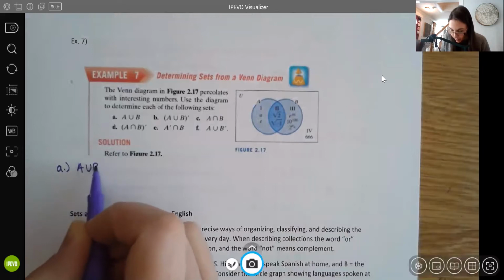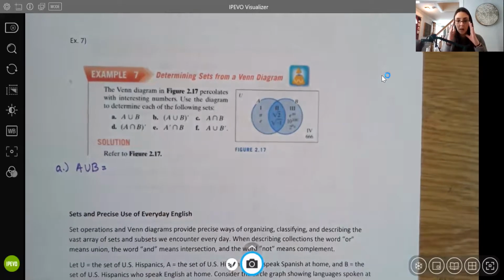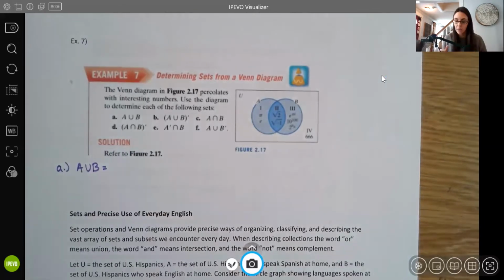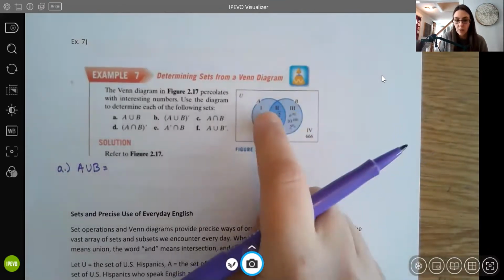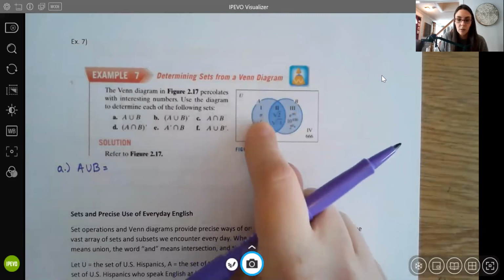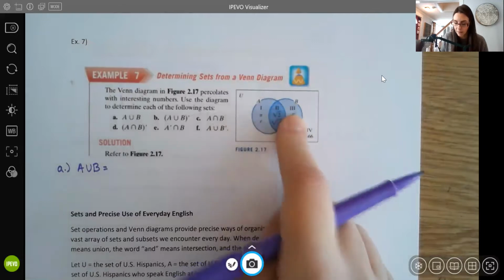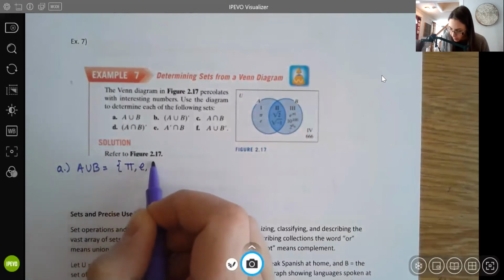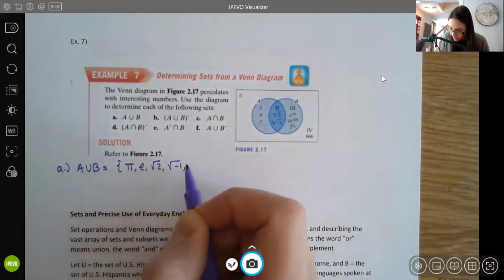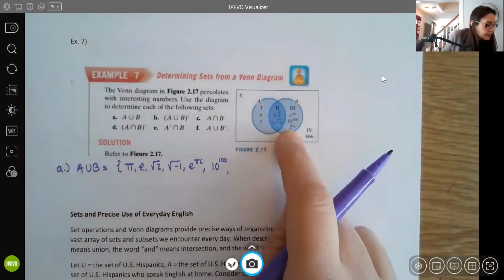All right, so first one, A union B. So remember, your union basically means put everything together. So I want all elements of A and B. So if you're looking at the regions here, that's going to include regions 1, 2, and 3, right? So it includes everything in A, which includes 1 and 2, and everything in B, which is 2 and 3. We don't need to write the numbers in 2 twice. We can just write them one time. So I have pi, e, root 2, root negative 1, e to the pi i, 10 to the 100, and then the last one I can't even read.